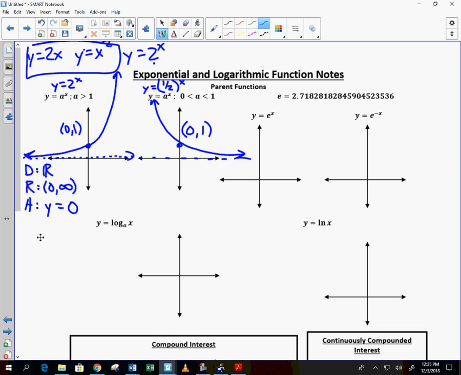And then all of a sudden you see y equals e to the x, and you start to really panic because you're like, what the heck is e? e is just a number, like pi. Pi is 3.14. Well, e is a number that comes up when we talk about exponential growth.